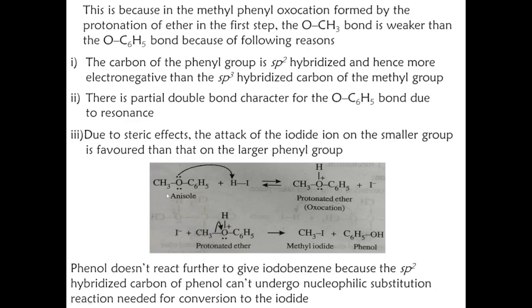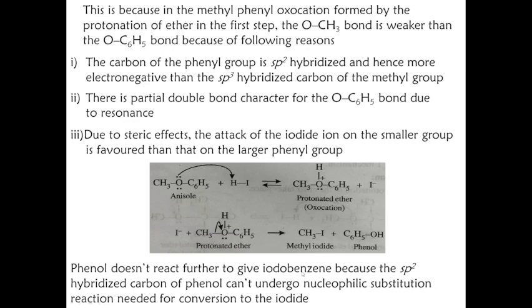So the reaction scheme is shown here. Anisole, in the first step, gets protonated: the lone pair of electrons on the oxygen atom of anisole abstracts the proton from hydriodic acid. We get an oxocation, and this oxocation, under the attack of a nucleophile on the CH3 group, gives methyl iodide and phenol. In this case an aromatic alcohol, phenol, is formed. Phenol does not react further to give iodobenzene.